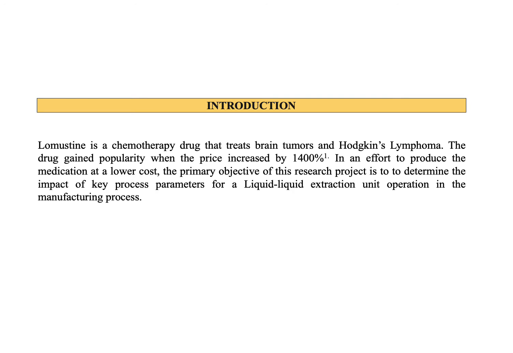Lomustine is a chemotherapy drug that treats brain tumors and Hodgkin's lymphoma. The drug recently went through a price increase of about 1400%, leaving a lot of patients without the life-saving medication. The primary motivation for the research project is to determine a low-cost manufacturing process. This specific research project deals with the impacts of process parameters on the liquid-liquid extraction unit operation in the process.